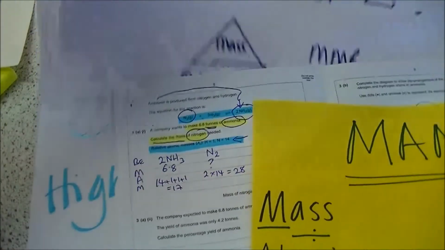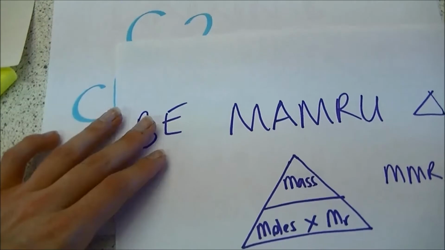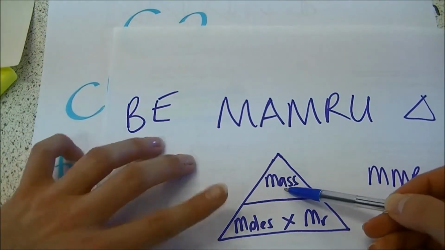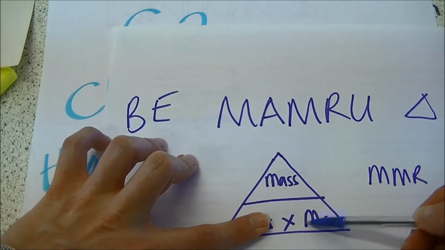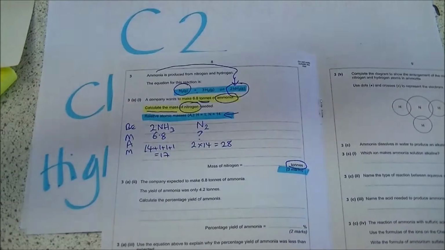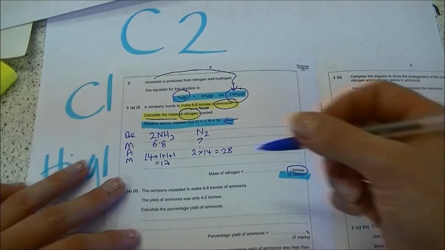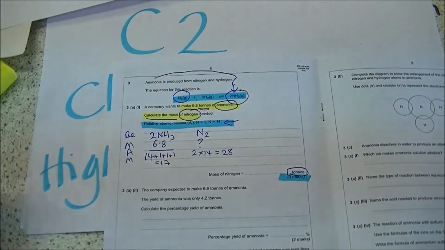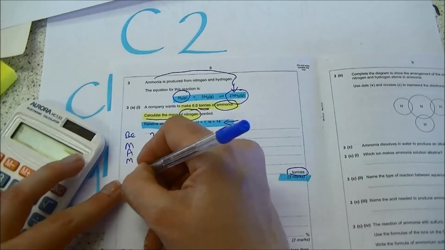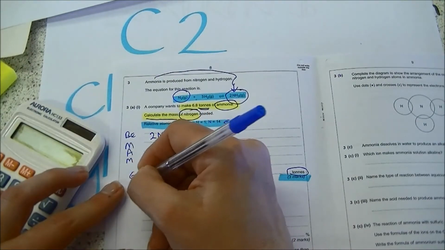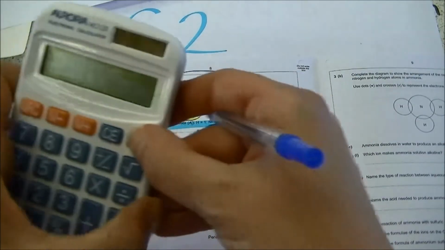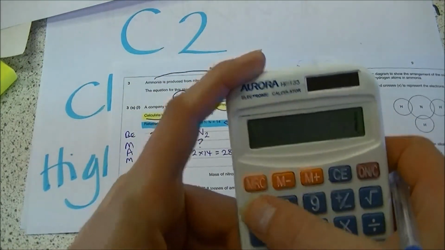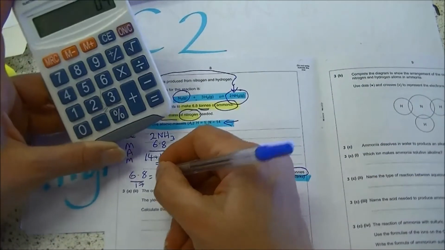I can find the same information from my formula triangle by making sure I've memorised that moles is mass divided by formula mass. So that's what I'm going to do next, and obviously I'm going to need my calculator. So I've got 6.8 divided by 17. If I wanted to be really clear about my working, I would write that down as an extra calculation. So 6.8 divided by 17, 0.4.